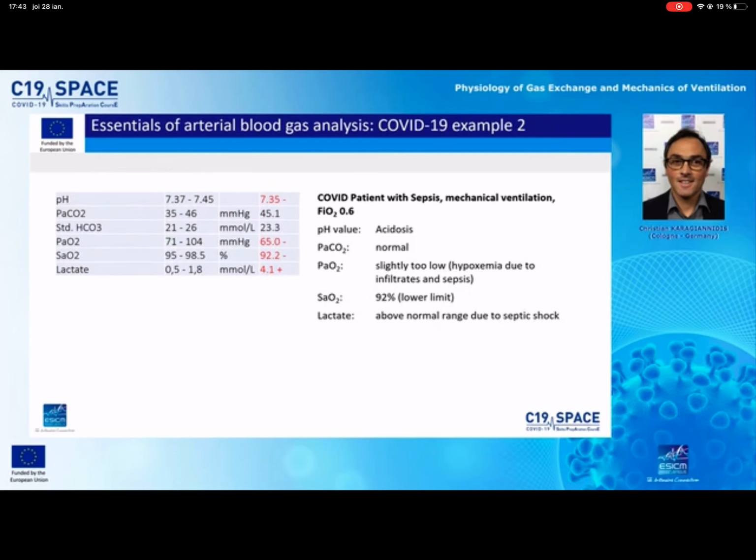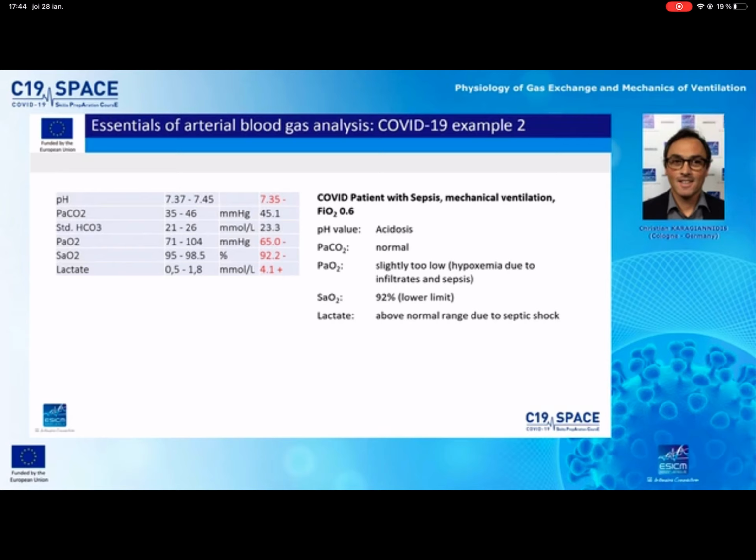Looking at the next patient, it's a patient with COVID and with sepsis on mechanical ventilation. The FiO2 is 0.6. And if you look at the blood gas analysis, pH level is a little bit below 7.37, which is here in our case the normal range, which means that by definition this patient has an acidosis. CO2 is within the normal range with 45. You see that the PaO2 is a little bit too low with 65, maybe a little bit more is better for these patients.